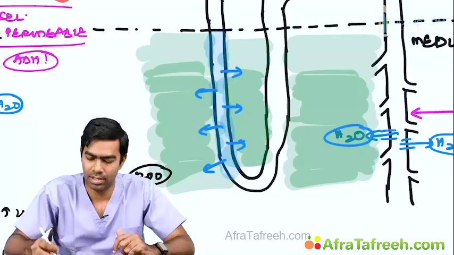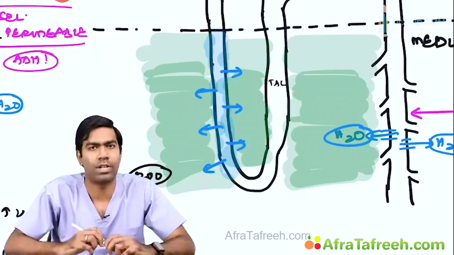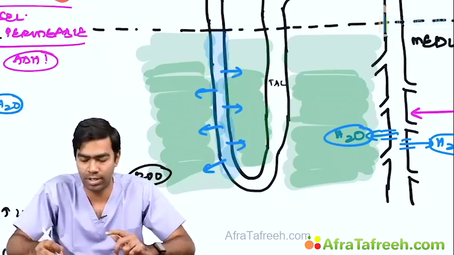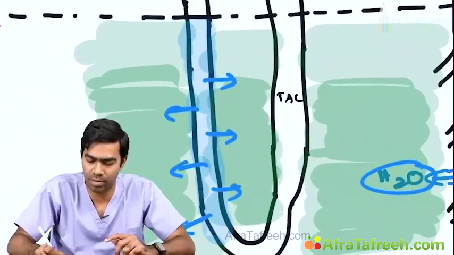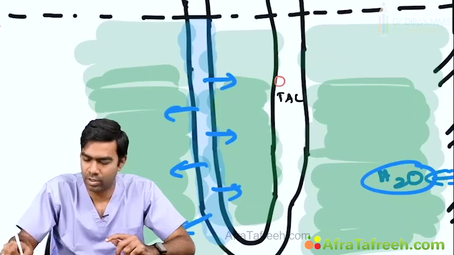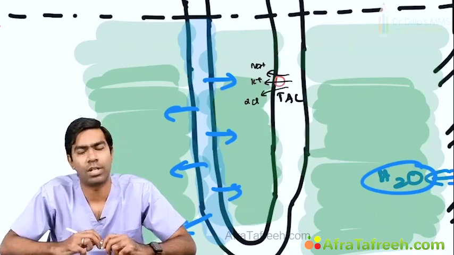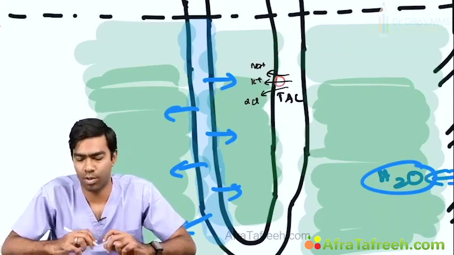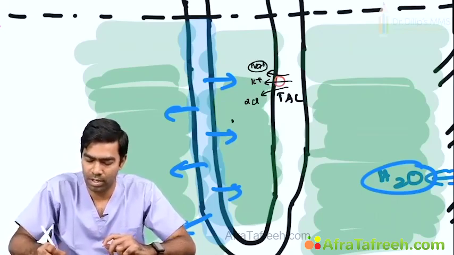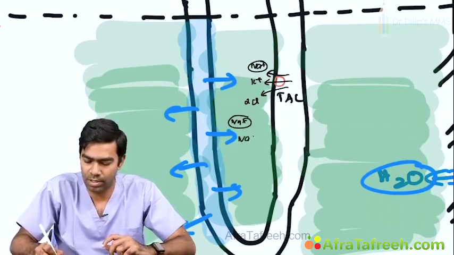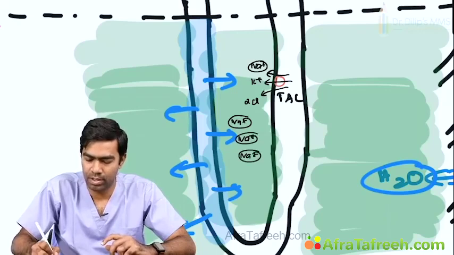So I'm coming back to one thing: who is maintaining this medullary interstitial hyperosmolarity? That is the thick ascending limb of the loop of Henle. Very important area, by virtue of one very important pump called the sodium potassium 2 chloride transporter. They take sodium, potassium and 2 chloride. Very important pump, because they take up the sodium and concentrate the sodium in the medullary interstitium.